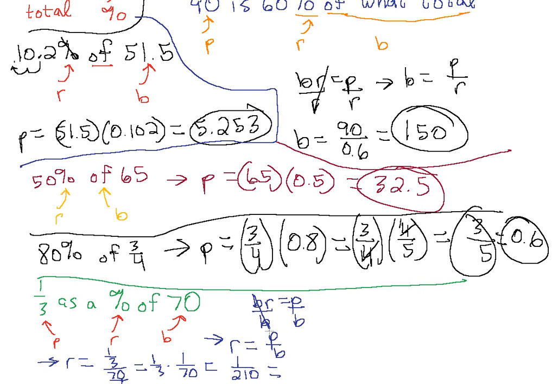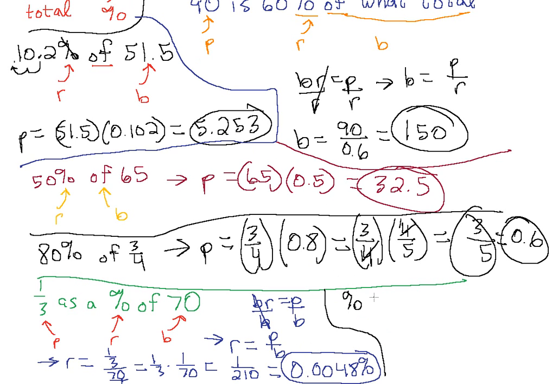1 over 210 is the same as 0.0048%. Okay, we went ahead and rounded it to 4 decimal places since this is a small number and we want to get some accuracy here. So 0.0048% is the percent, or the rate, of 70. We want to find what part of 70 is 1/3, and that is the percentage. That's the rate of it. Okay. Hope that didn't confuse you. Let's go ahead and squeeze in one more.